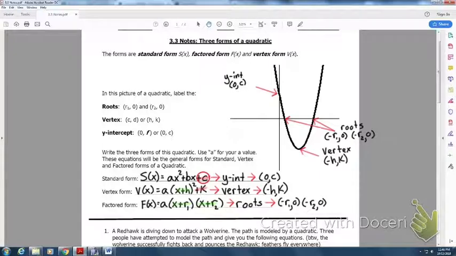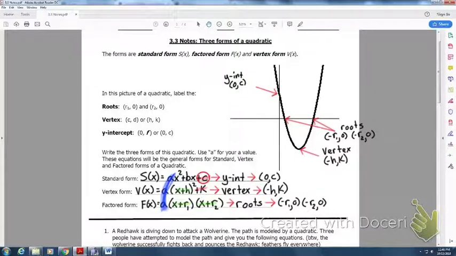What is in all three forms, looking at these? A. I've got A in all three forms right here. What is that A value going to do? Determine if it's up or down, or compression. Yes, both. If it's negative, it reflects. If it's greater than 1, it vertically stretches. If it's between 0 and 1, it vertically compresses.